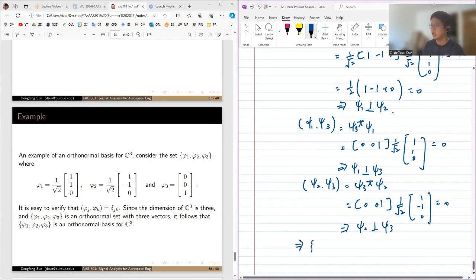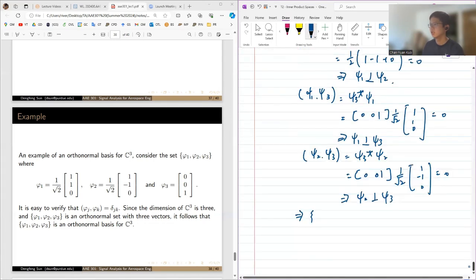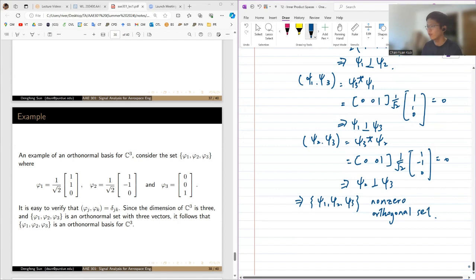So this shows that this set of vectors, psi1, psi2, and psi3, is a non-zero orthogonal set. And now let's check if it's orthonormal. For it to be orthonormal, every vector in this set will have to have its norm equal to 1.